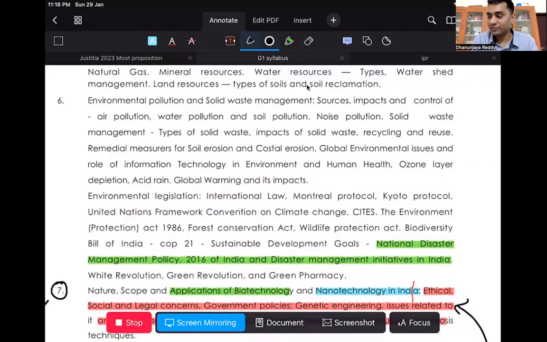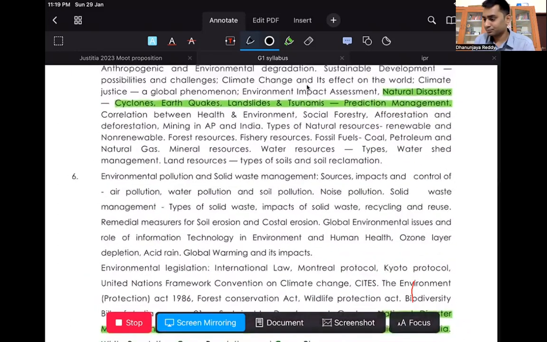Environmental pollution, solid waste management. So this is speaking about pollution. Now sources of pollution, impacts of solid pollution, air pollution, water pollution, soil pollution, noise pollution, solid waste management, types of solid waste management, right? Recycling and reuse, remedial measures for soil erosion, coastal erosion, global environmental issues, role of IT in environment and health, human health, ozone layer depletion, acid rain, global warming. Very, very clumsy. They have not given it in an order, if you do understand this.